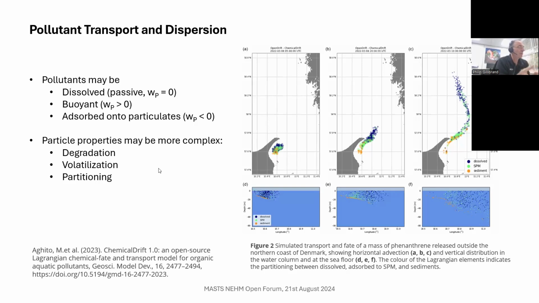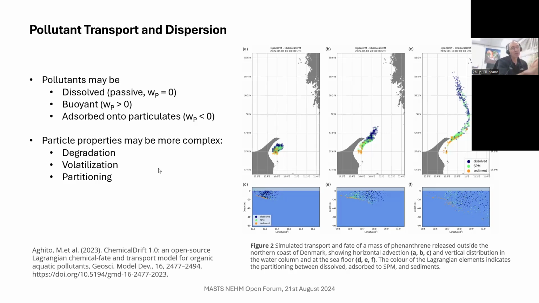The particle properties for this, for chemicals, may be more complex. So you may have degradation and volatilization, partitioning between phases. So all that can be modeled. There's a recent paper out by Agito, who's developing this chemical drift model, which does all this chemical properties within the ocean drift framework, which is the Lagrangian advection diffusion framework.